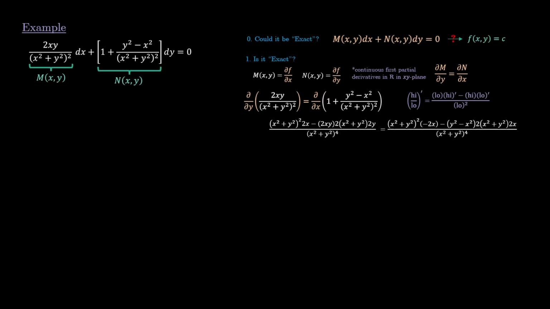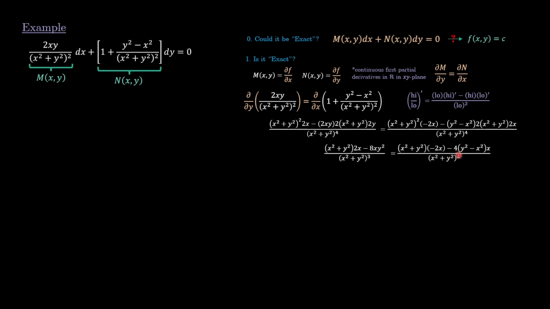And now let's simplify this. So the left becomes this, and the right becomes this. On the left side, I was able to pull one x squared plus y squared factor out, so it came out and cancelled. So the 4 dropped to a 3 in the denominator. And same thing on the right side. I was able to pull one x squared plus y squared factor out. It cancelled with the denominator, and the power dropped to a 3.